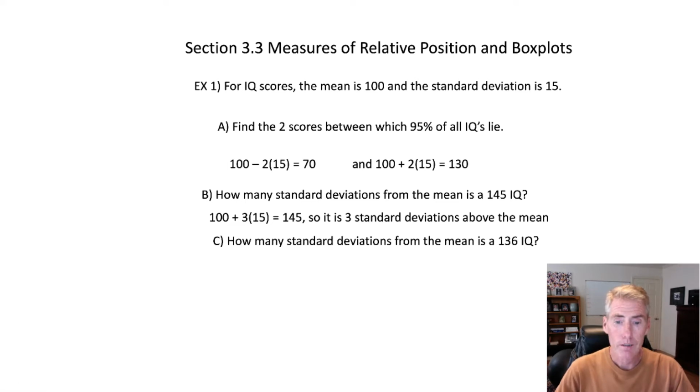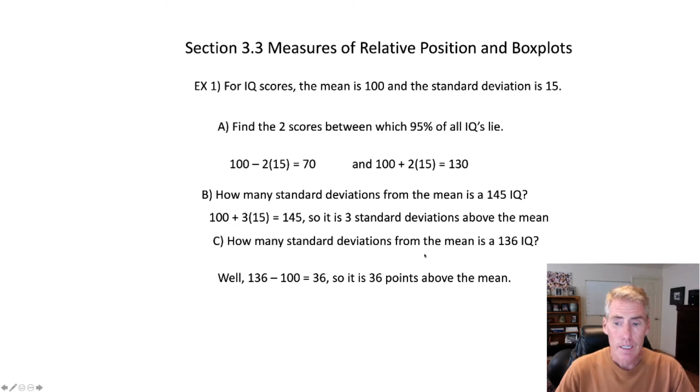Now, make it a little more interesting. What if a person had an IQ of 136? That is definitely more than the 130, so it's more than 2 standard deviations away. But it's not as big as 145, so it's not 3 standard deviations away. So it's somewhere between 2 and 3 standard deviations away. But how many is it? Is it 2.1 standard deviations away? Is it 2.7? Well, here's how you find out.